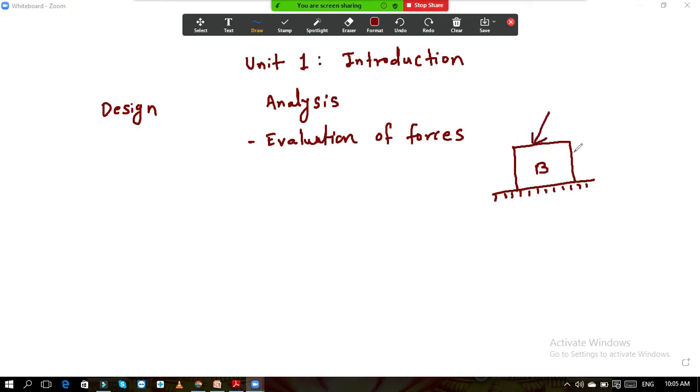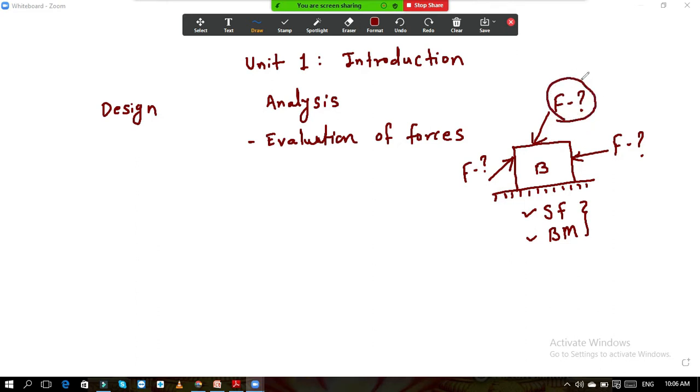Suppose from this direction one force is acting, from this direction another force is acting, some other force is acting, like this way. After calculating the value of each of these forces, you will see how much shear force is getting developed on this block and how much bending moment is getting developed on this block, and based on these two we are going to fix the dimension. So the process of finding out the forces which are acting is nothing but analysis. This is called analysis.